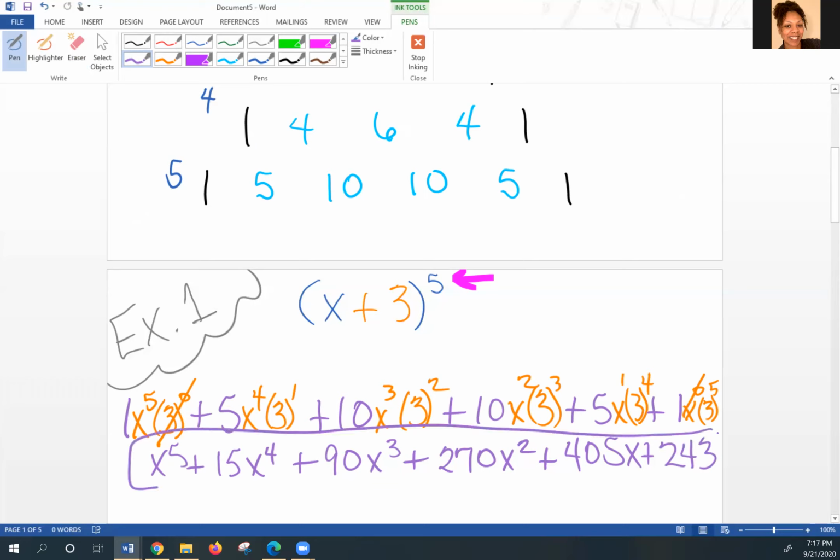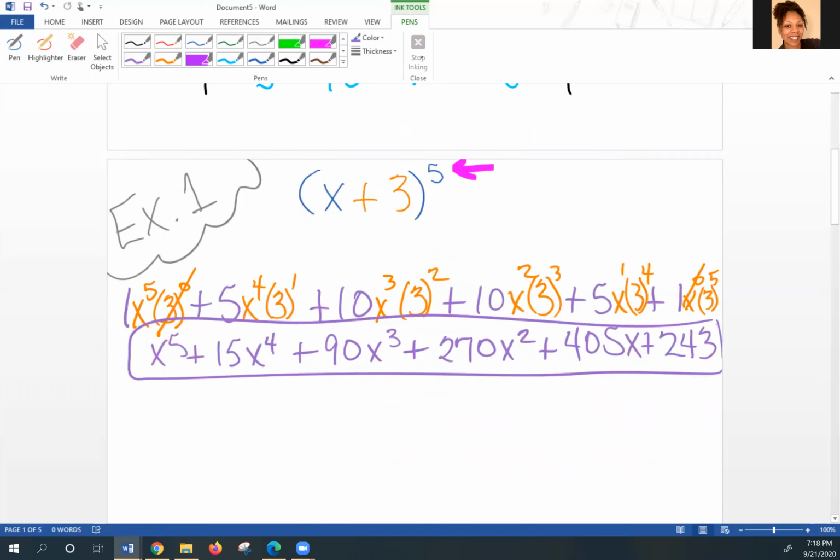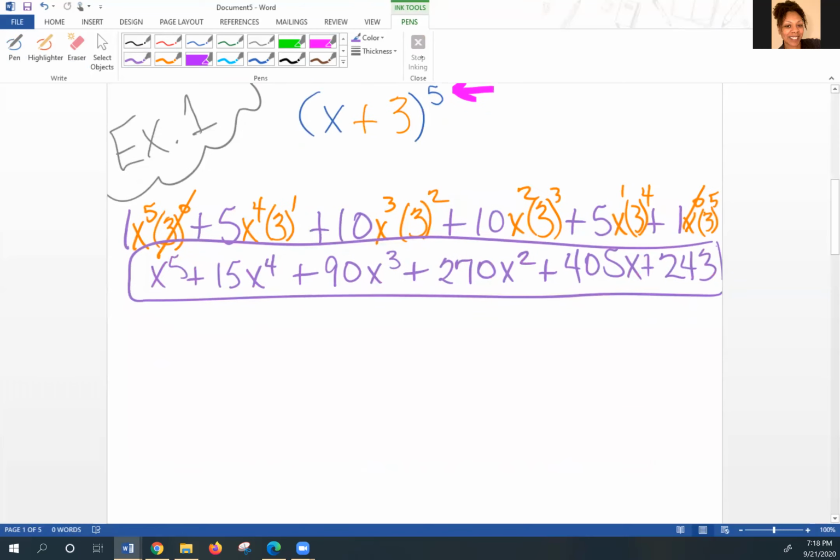You know that you're doing it right because, say for instance, your x variables will count down from this number. 5, 4, 3, 2, 1, and then there's no x. So that's the way that most people teach it. The way I would actually suggest is set up a table. So if I'm setting up a table, I'm still using those coefficients. I'm going to use 1, 5, 10, 10, 5, and then 1.